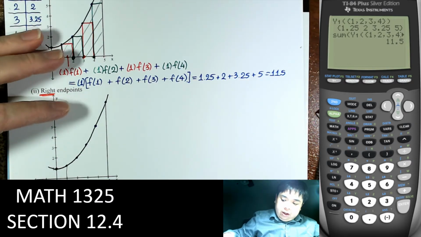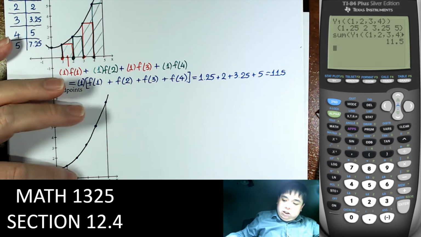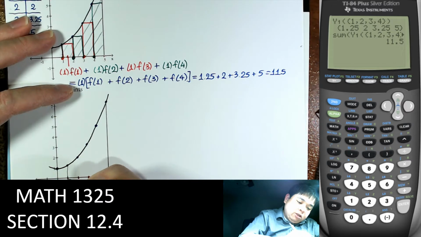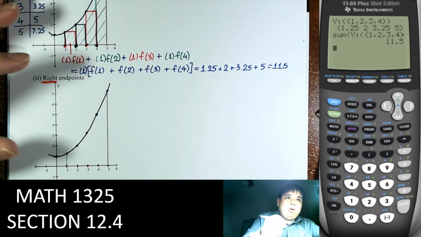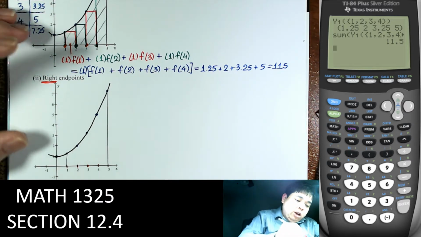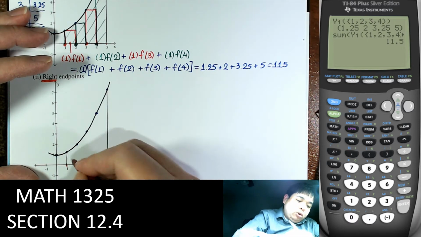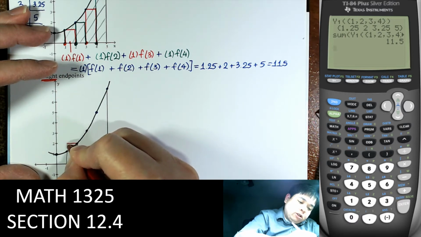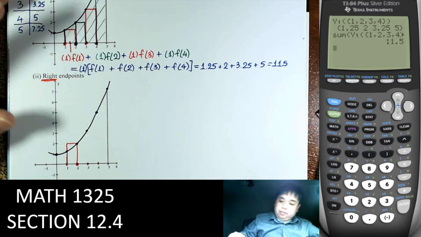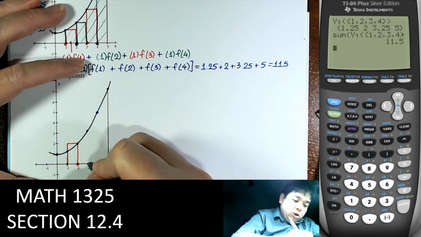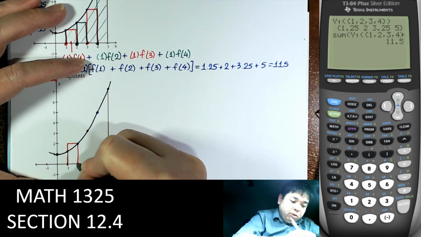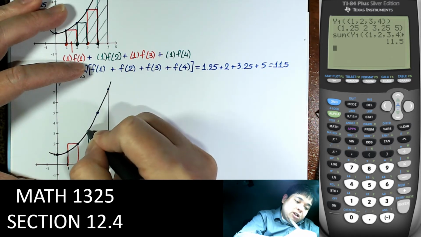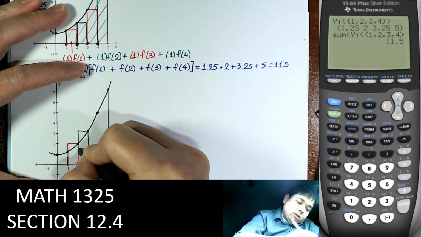So from 1 to 5, again we divide into 4 equal segments: 1 to 2, 2 to 3, 3 to 4, and 4 to 5. Now, for the first interval of 1 to 2, we use the right endpoint, so that's why we have this rectangle. For the second rectangle, from 2 to 3, we use the right endpoint, which is 3, and based on that we find the height, and we make a rectangle.